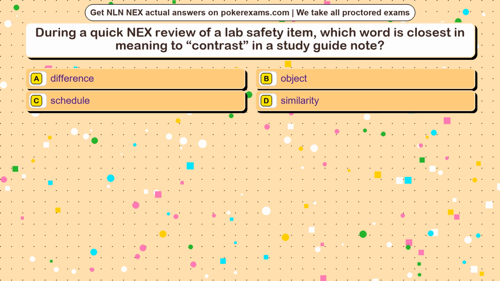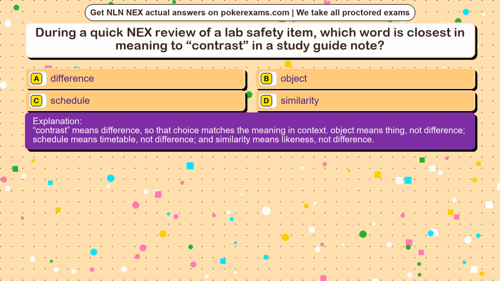The correct answer is option A. Contrast means difference, so that choice matches the meaning in context. Object means thing, not difference. Schedule means timetable, not difference. And similarity means likeness, not difference.